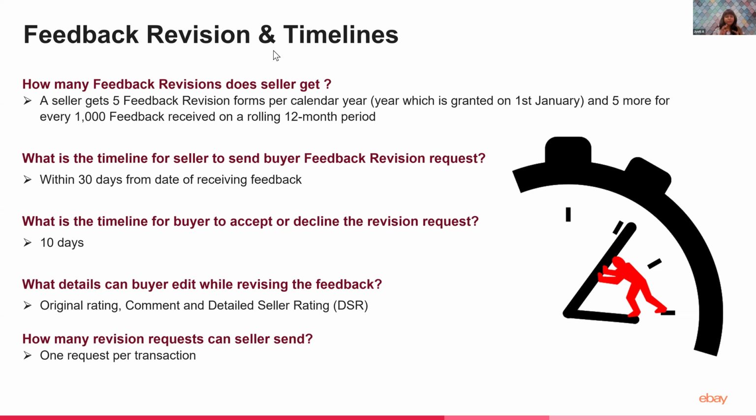Now, before you send a feedback revision request to your buyer, it is important that you connect with your buyer and resolve the issue for which the buyer left you a negative or neutral, and then proceed to send the request. You can send a feedback revision request within 30 days from the time the buyer left you a negative or neutral feedback. Once you send the request, the buyer has 10 days, which includes weekends, so it's a normal 10 days, to accept or decline.